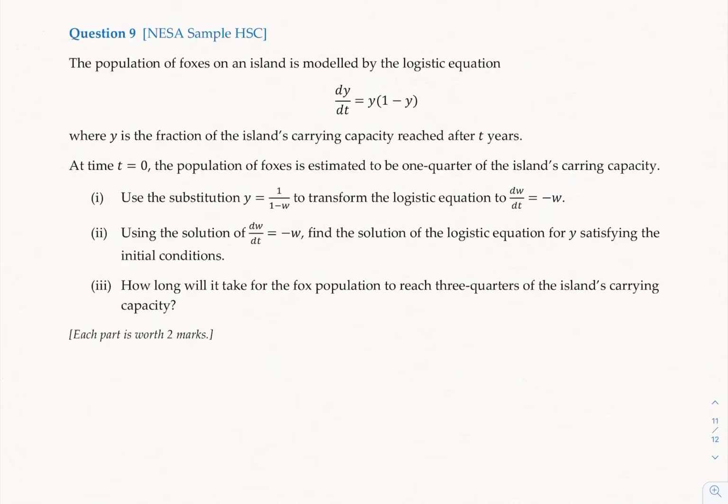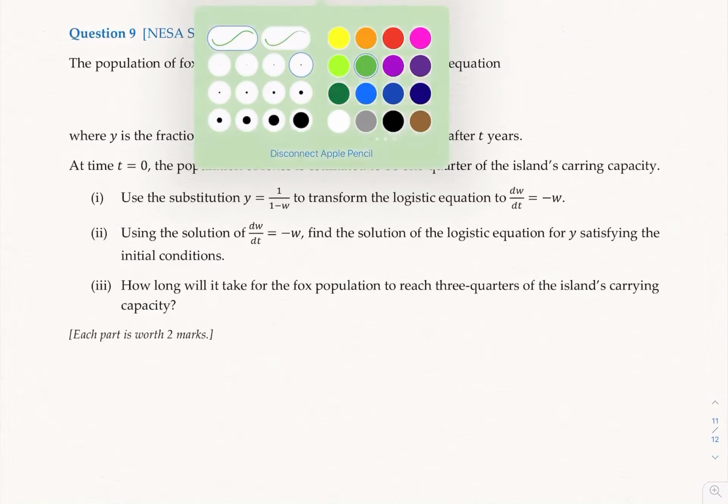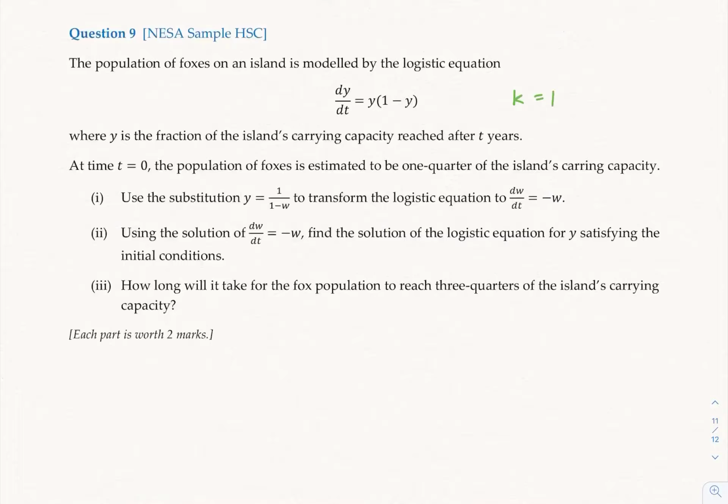So we've got a logistic equation, dy/dt equals y(1 minus y). Notice there's no k there, which means that in place of the logistic equation, k equals 1. And y is the fraction of the island's carrying capacity reached after t years. So notice that y is a fraction. Basically y is between 0 and 1, which is why this number here, which would normally be our maximum population, our maximum value is 1.